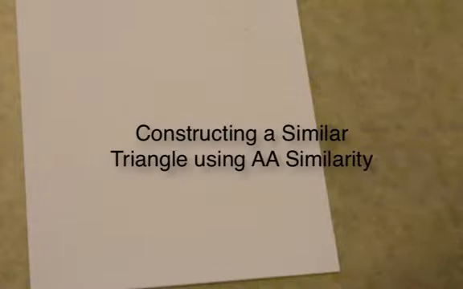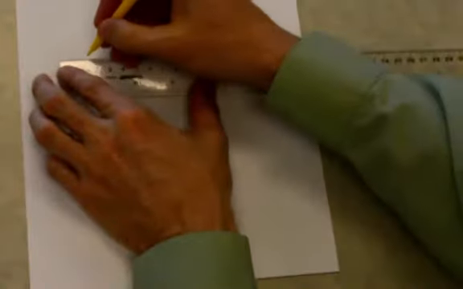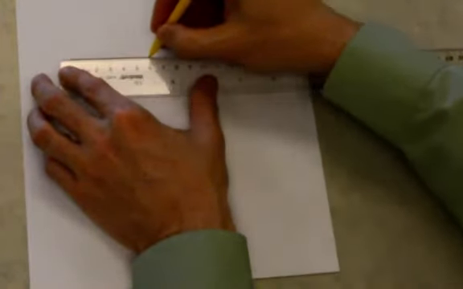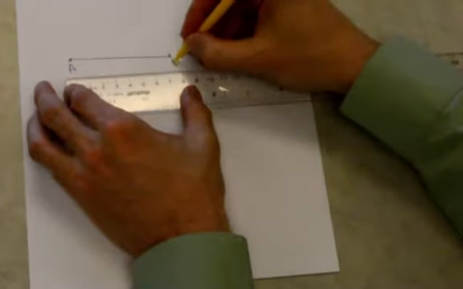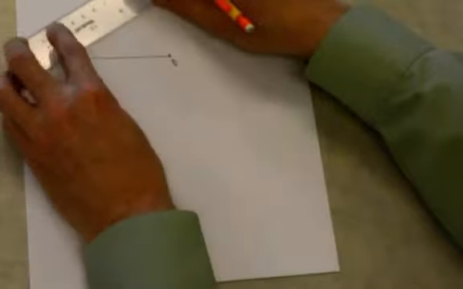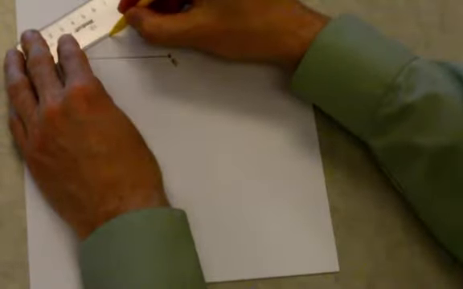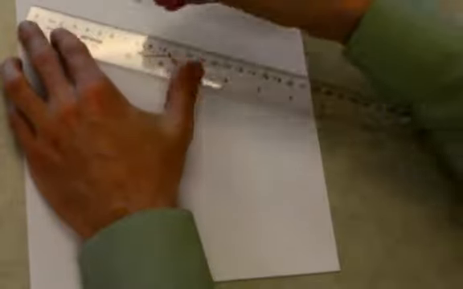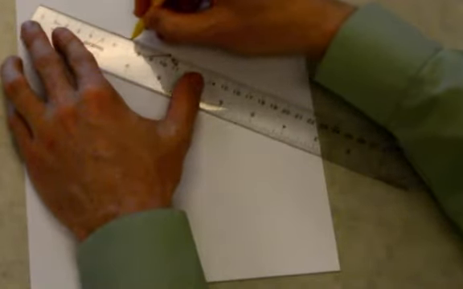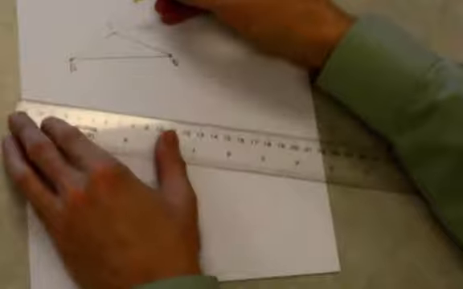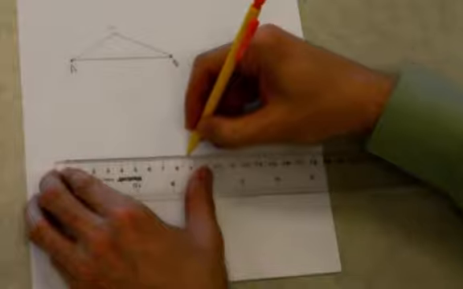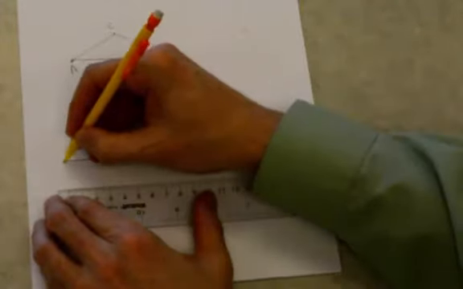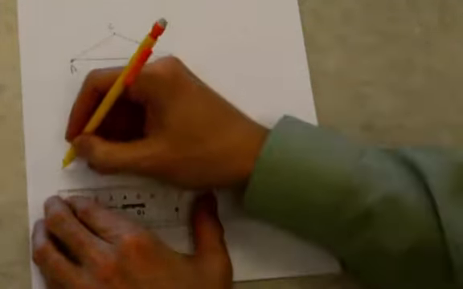Okay, in this video I'm going to construct a triangle similar to a given triangle by copying two pairs of angles. So I'm going to begin by just drawing a random segment, AB, and then we'll continue to draw a triangle. Okay, now my similar triangle, I'm going to draw that one larger, so I'm going to draw a longer segment here. Label that DE.